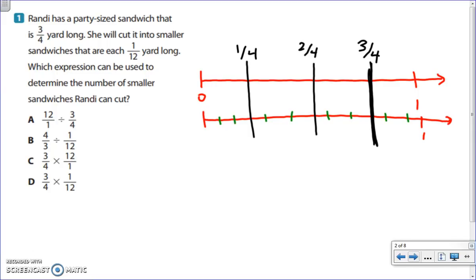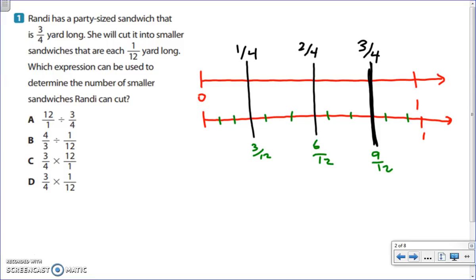Okay, so 1/12, 2/12, 3/12. There's 3/12. 4/12, 5/12, 6/12, or 1/2, or 2/4, 7, 8, and 9/12, and then 10, 11, 12/12. So, or 1, of course.